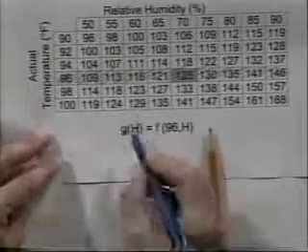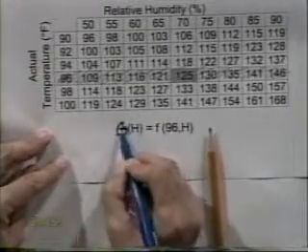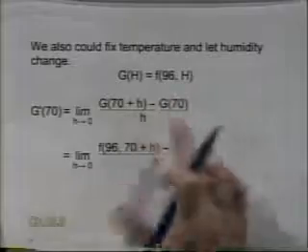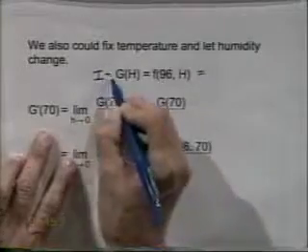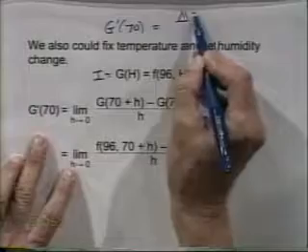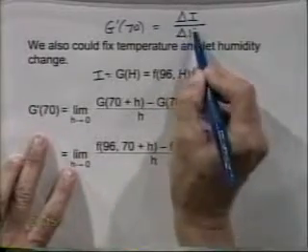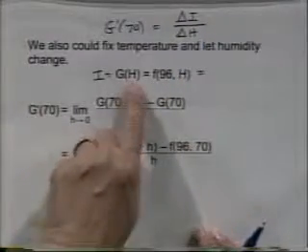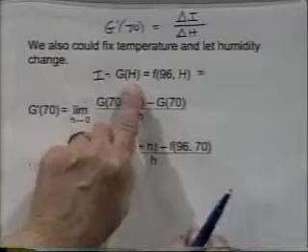All right, in fact, we're going to call this function big G, just to give it a different name. So here I want to figure out what's G prime at 70. Now notice, G is your index. So if I want to get G prime of 70, I want to get a measure of how the index is changing as I change the humidity, because the humidity is my independent variable for this single variable function.